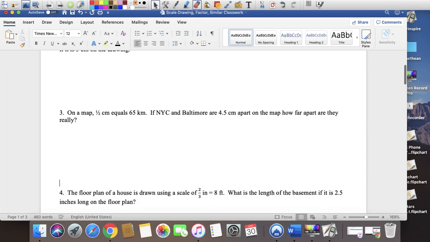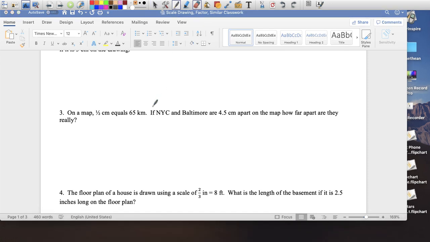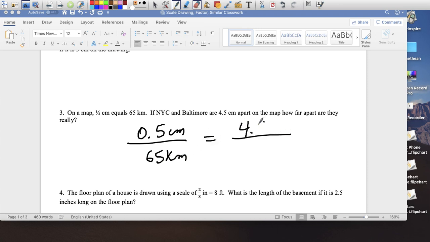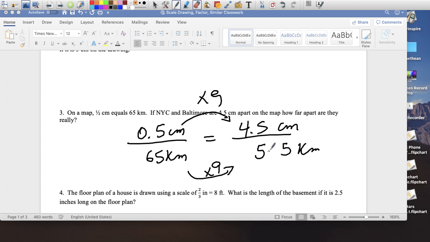On a map, again, you can leave it as a fraction. 0.5 centimeters is 65 kilometers in real life. If the distance between Baltimore is this, this is a times 9 relationship, so we're going to multiply times 9 centimeters and kilometers. Let's see, 9 times 5 is 45, 9 times 6 is 54 plus 4, 58. I think I got this, yeah, 585 kilometers, which I don't know.